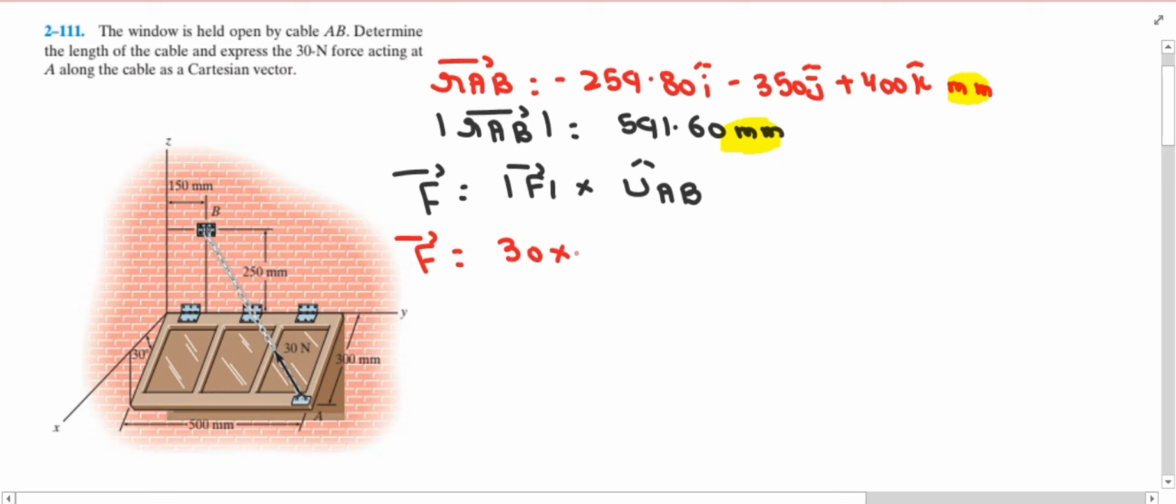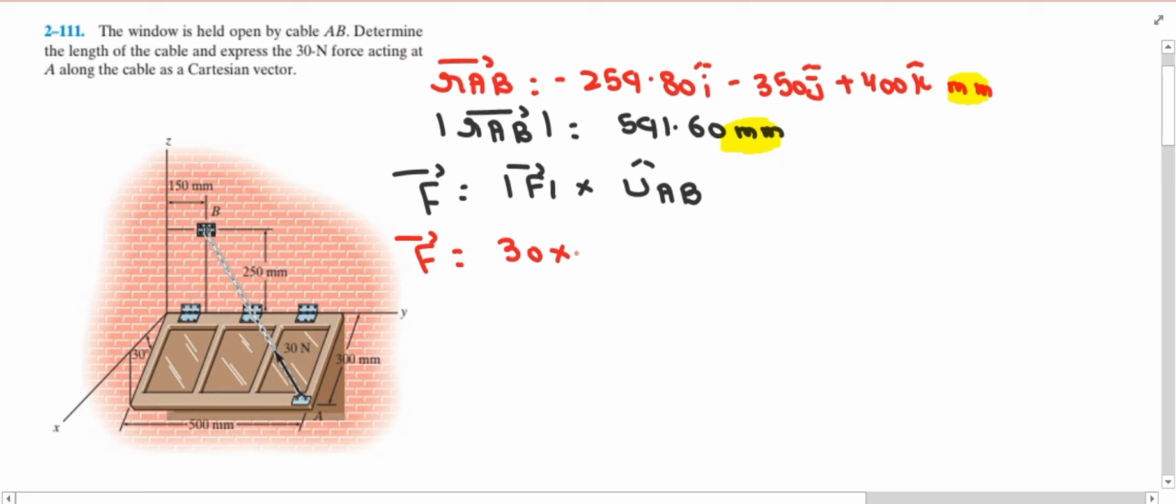So I can write negative 259.80 i cap, negative 350 j cap, positive 400 k cap millimeter, divided by its magnitude, which is 591.60 millimeter. The unit of the position vector as well as the position vector magnitude are both in millimeter, so you can see that millimeter and millimeter cancel each other. That's why I don't convert the millimeter into the meter. That's the reason. Again, multiply 30 with each individual unit vector component present here.